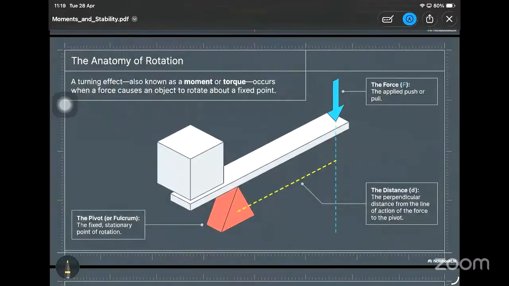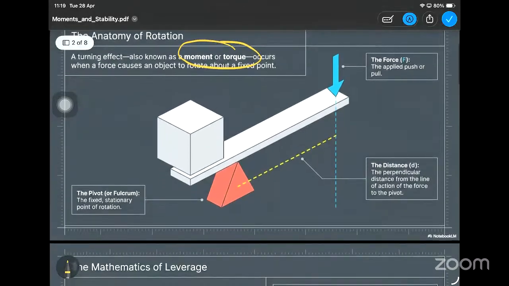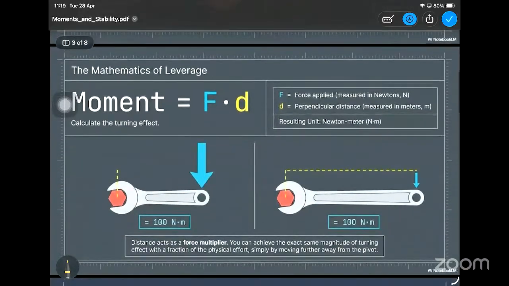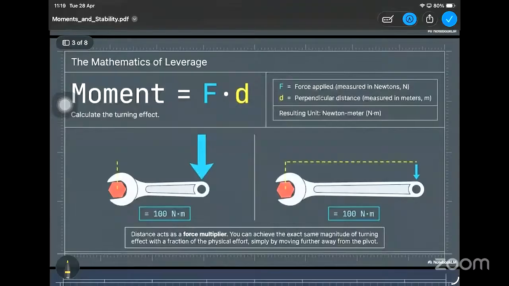It is known as the moment or torque, right? Then we are dealing with the perpendicular distance. So remember this point, right? We need to get the perpendicular distance, not the angle distance. Okay. And here, this is the equation. So the moment will be equal to F into D, right?